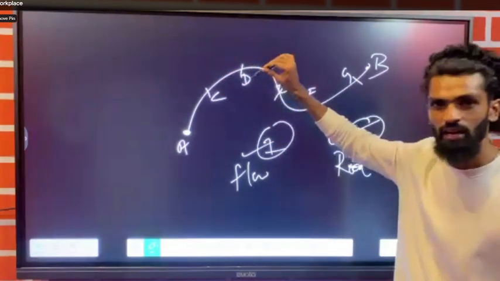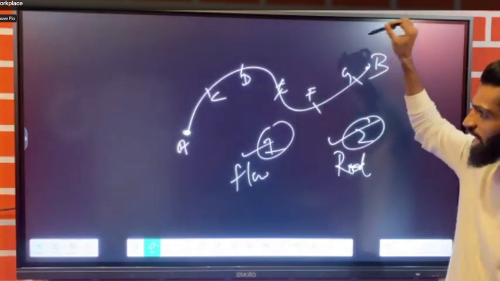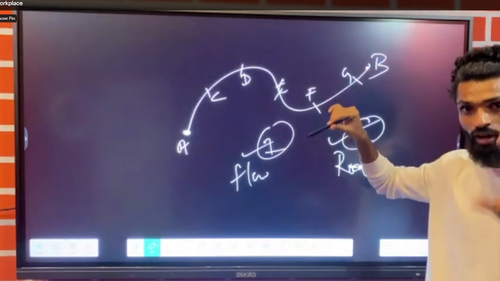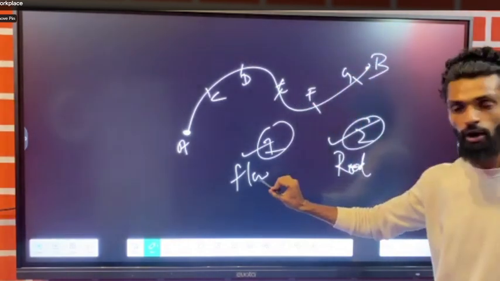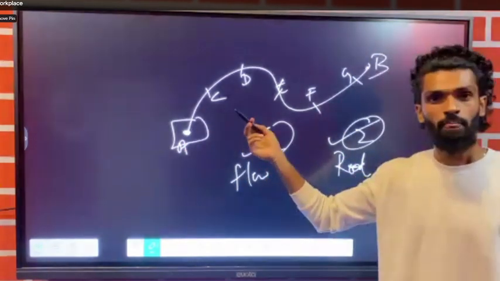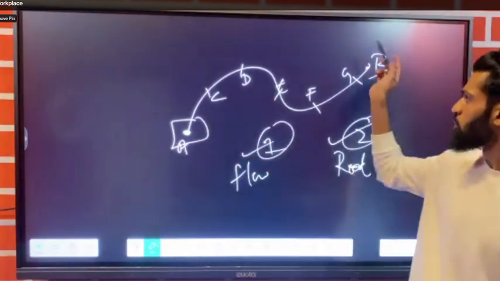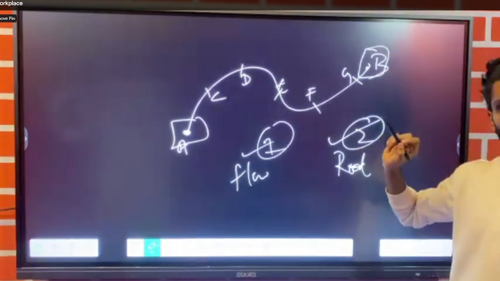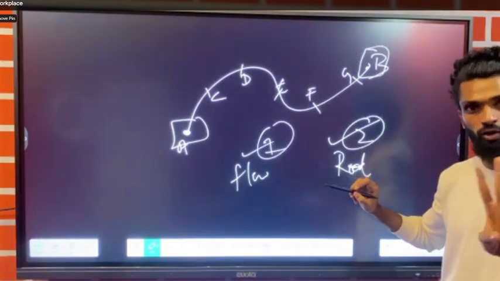What happened at point D? What happened at point E, F, G? Everything had to play an important role for him to reach B. But for person 1, only what was happening at A was good enough. At A, he boarded the flight, came to B, job done. Okay, both of them are correct, guys. Don't let me down. Both of them are correct.